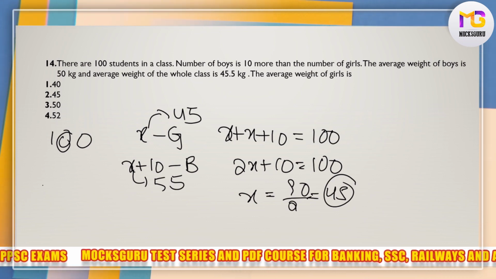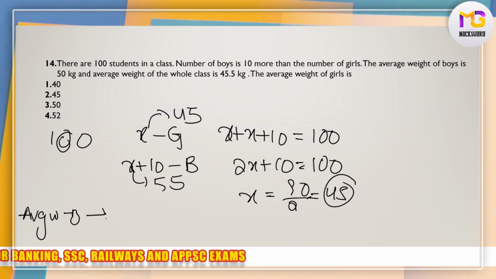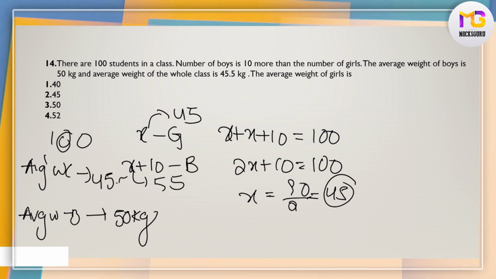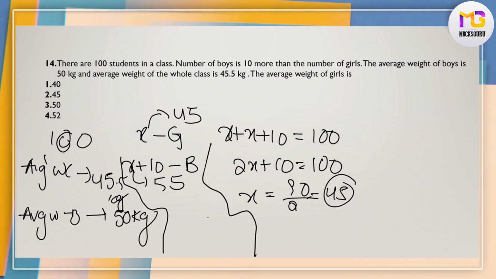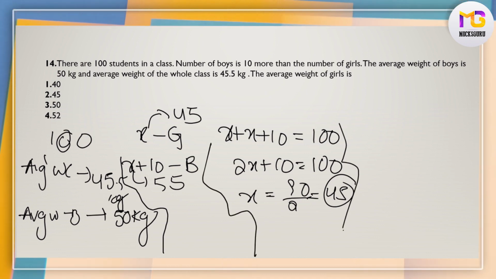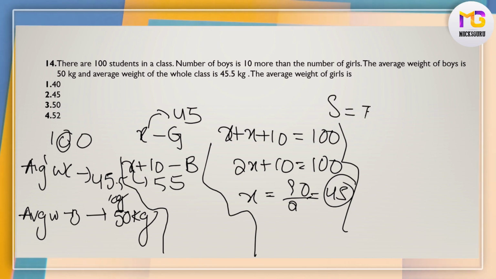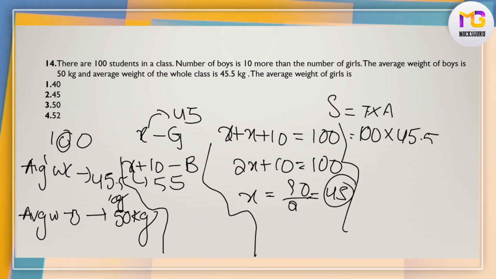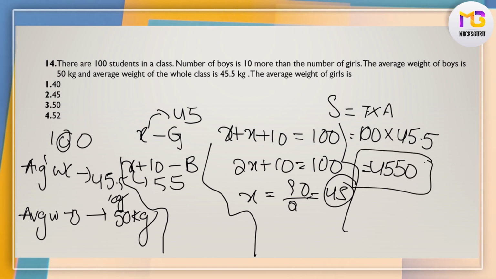They have given the average weight of boys is 50 kg. The average weight of the whole class is 45.5 kg. So we have to find out the sum of the whole. Sum is equal to total number of members into their average. Total number is 100 and their average is 45.5. That is 4550. This is the sum of all people.